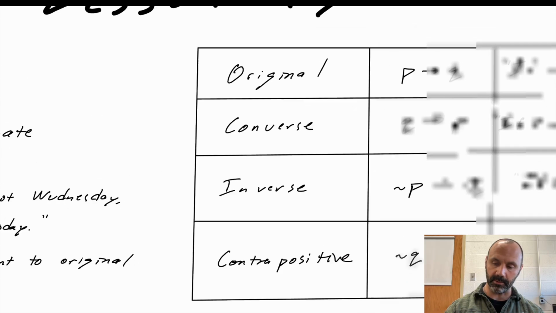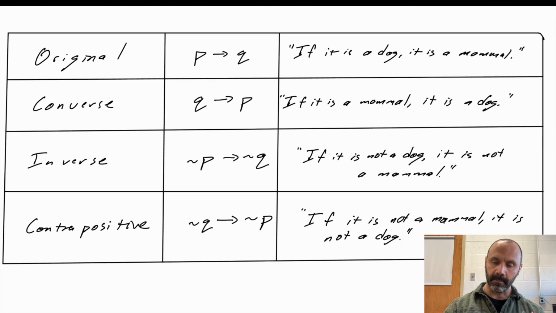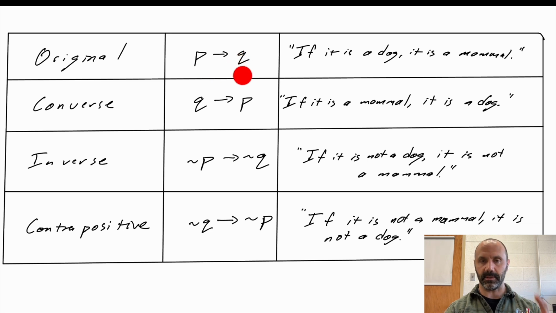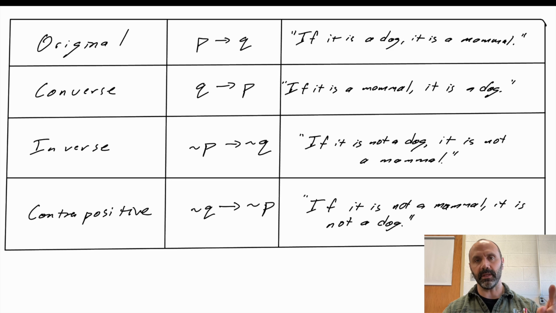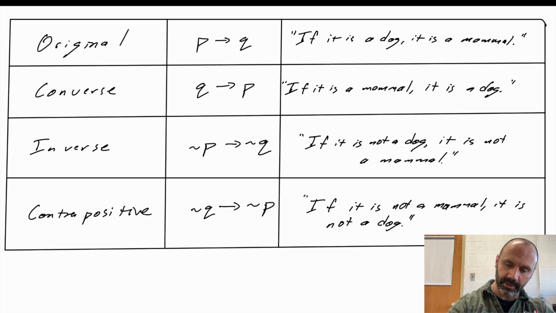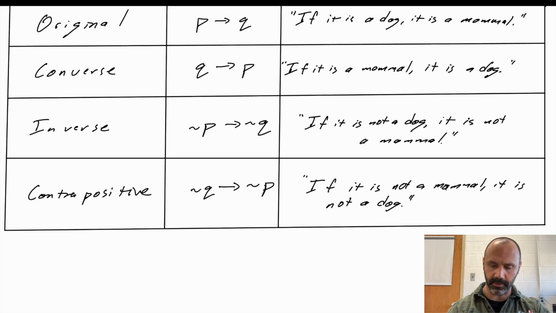And so here's a table kind of summarizing it. We have the original statement, if P then Q. Let's take this statement now. If it is a dog, it is a mammal. Right, so we're going to look at this one now instead of Tuesday and Wednesday, which is true either way, right? If tomorrow is Wednesday, then today is Tuesday. This one is a little different because we could say if it is a mammal, it is a dog. That's not true. We can illustrate this one with a Venn diagram. Are you familiar with Venn diagrams?